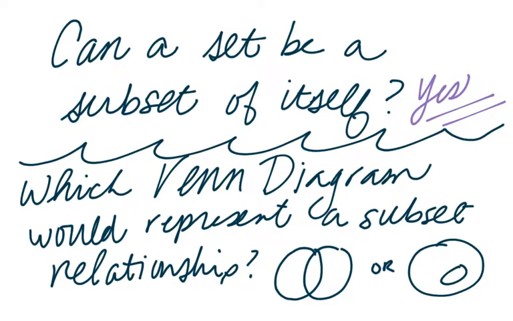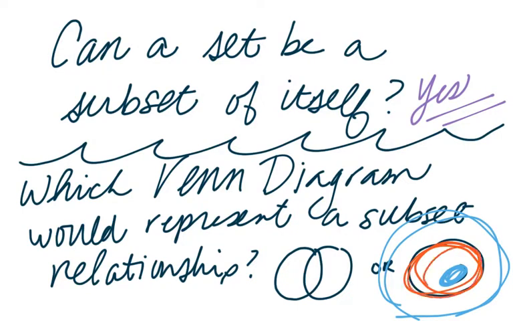And then which Venn diagram would represent a subset relationship? If we notice before, this one, because this entire circle was contained in this circle, this shows us a subset situation. This one did not, aside from a set being a subset of itself, because here you will have elements in this group, A, that are not in this group, B. So therefore, A will not be a subset of B, and B will not be a subset of A.